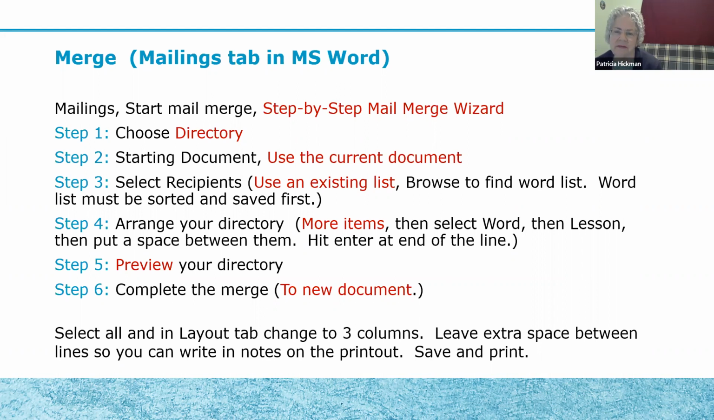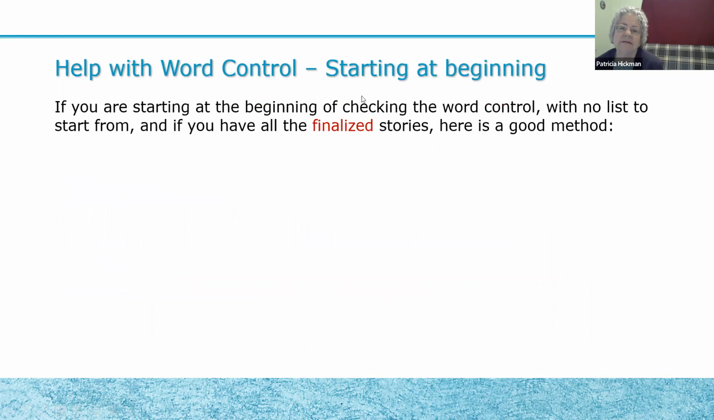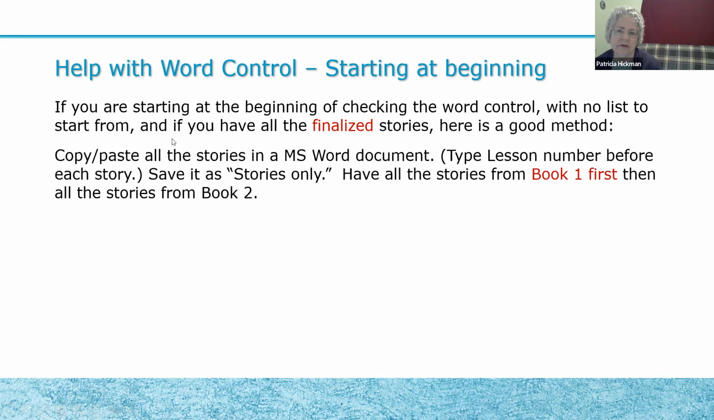So we're going to stop this. We're not going to go through this today. Well, here is help with word control. Start at the beginning. And we've already gone through this in the prior lesson. If you're starting at the beginning of checking the word control, if you don't have a list, but if you have all the finalized stories, here's a good way to check word control.